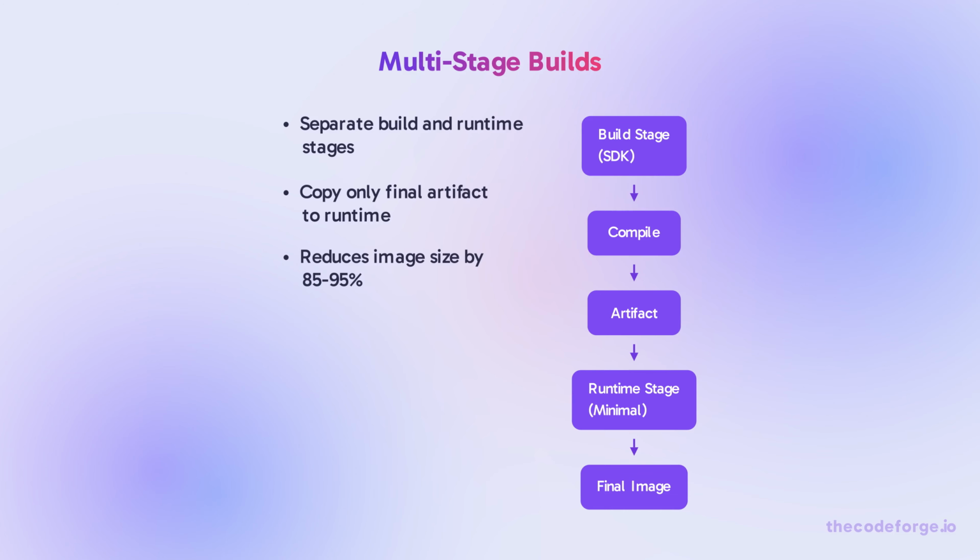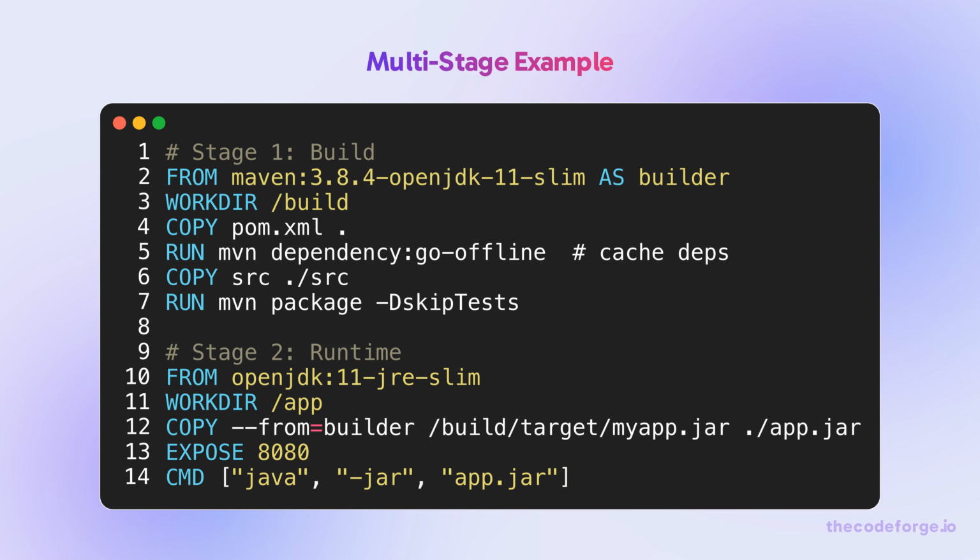Multi-stage builds use 2 from statements, one with full SDK to compile, another with minimal base to run. Only the compiled artifact is copied over. Here's a real multi-stage Dockerfile for a Java app. The build stage has Maven and JDK. The runtime stage only has JRE and the jar.